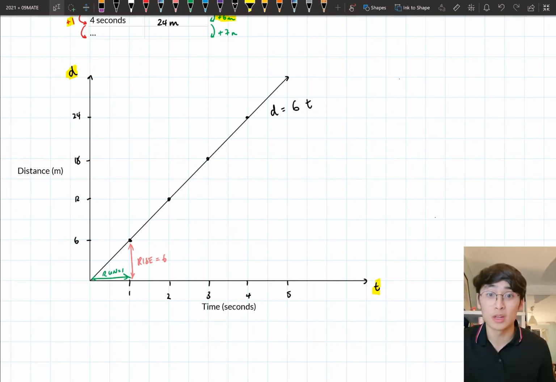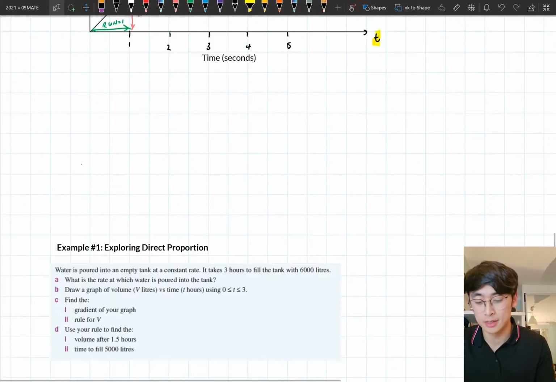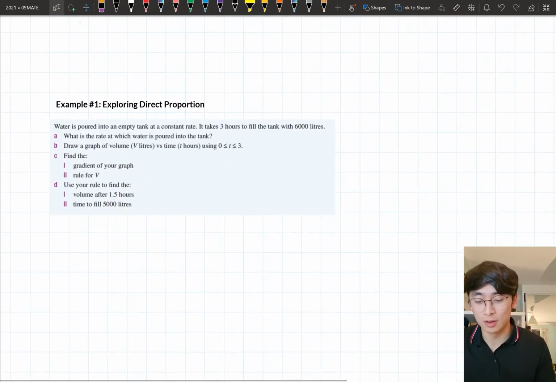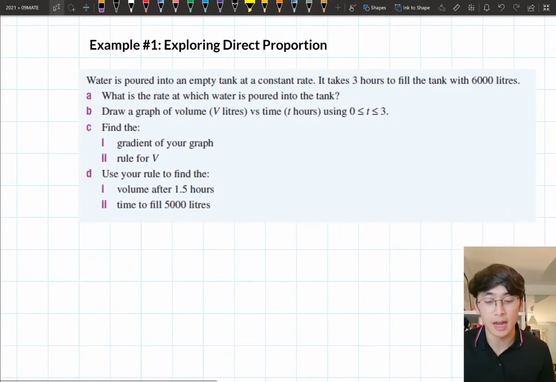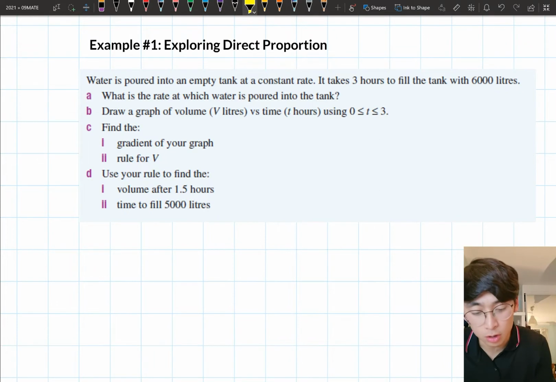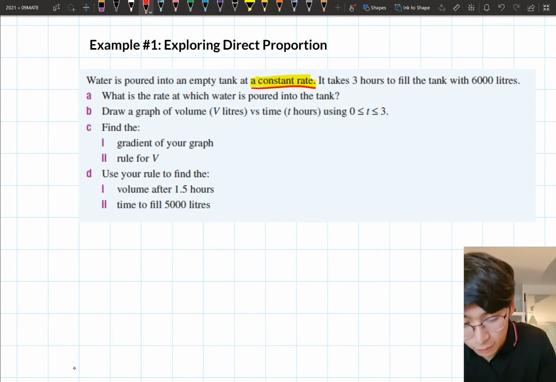Okay, so let's actually have a go at answering a question on this. So this is example 1, and it's the only example we're going to be looking at because there's a few parts that are involved. So let's have a look at what this question's asking me to do. Here, water is poured into an empty tank at a constant rate. Now, if you see the words constant rate, that means it's in direct proportion. So this is the key word that indicates to you, oh, with the two things, I've got direct proportion here.